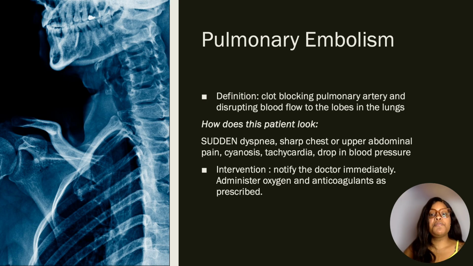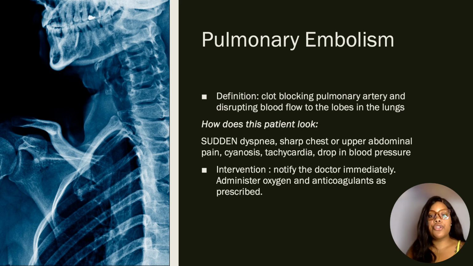Alright, the next one is pulmonary embolism. So what is a pulmonary embolism? It is a clot blocking the pulmonary artery, and it disrupts the blood flow in the lobes of the lungs. Alright, so how does this patient look? They will have sudden shortness of breath. They will complain of a sharp chest or upper abdominal pain. There will be cyanosis. They could have tachycardia, and you also could see a drop in blood pressure.